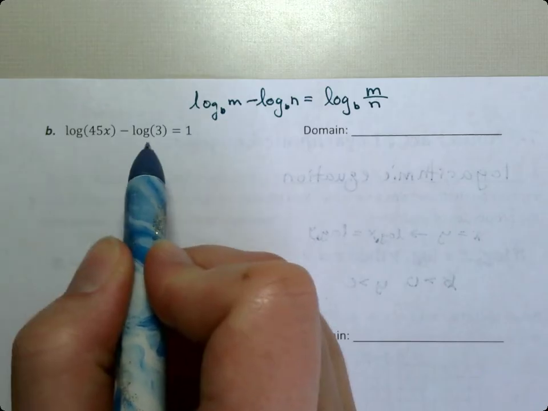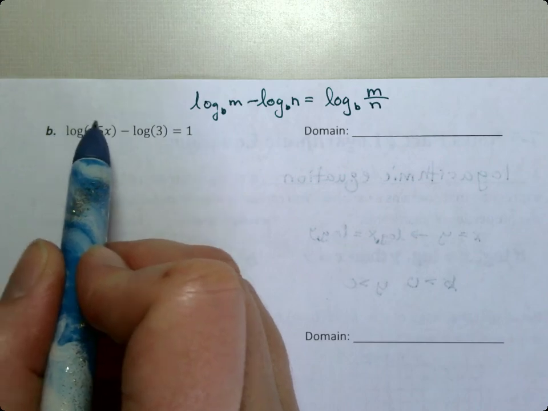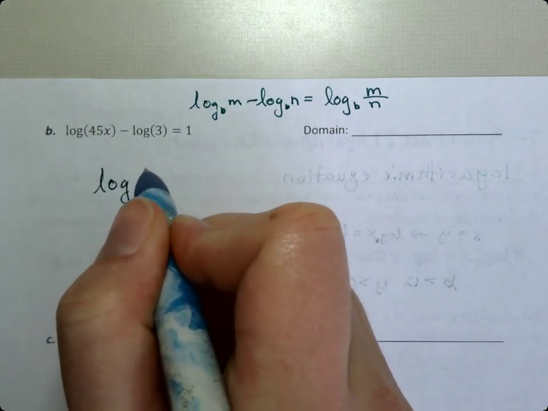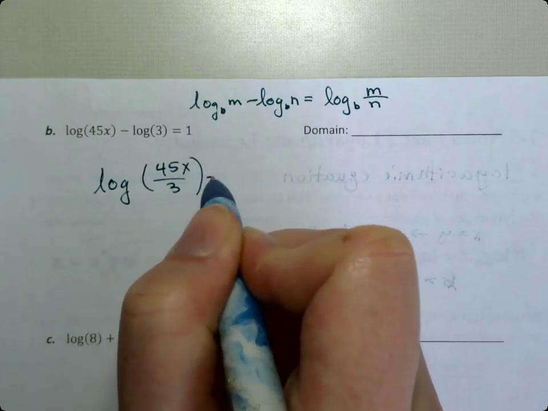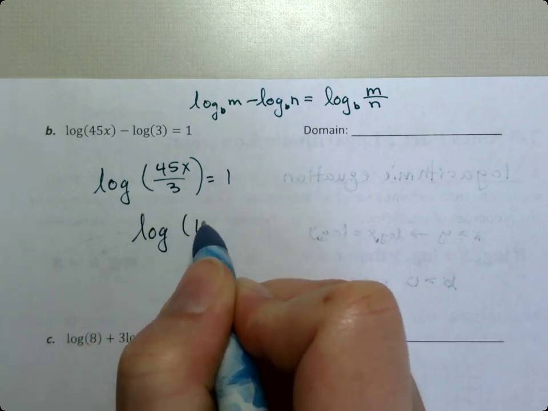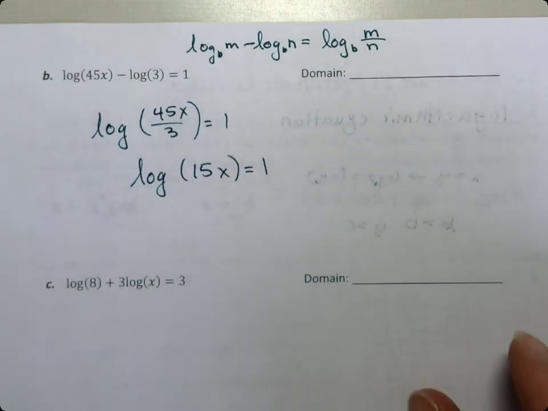So this is log base 10, right? Now, the other thing is that there's a number out front. We'd have to put it up as a power, so I don't have that. So this is going to be the log base 10 of 45x over 3 equals 1. Now, we can clean this up. It's really the log of 15x equals 1. Okay, now how do I solve this?